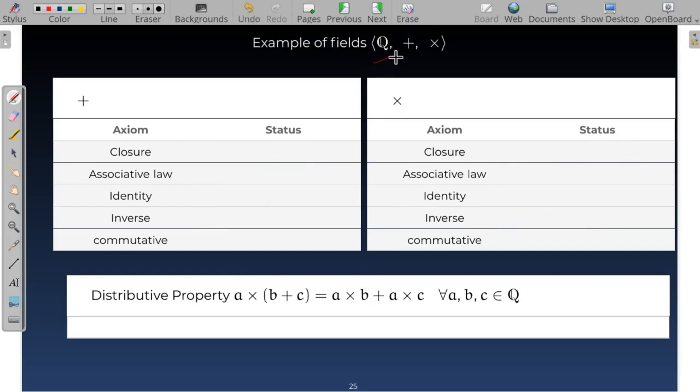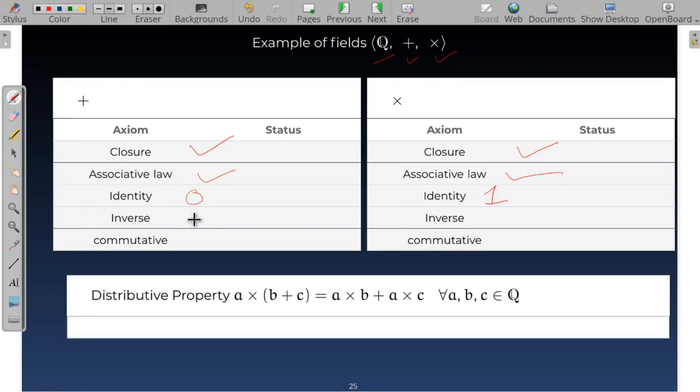Now we have the rational numbers with addition and multiplication. Here you can say that it's going to satisfy closure. If you have two rational numbers and you add them, the result is also going to be a rational number, and if you multiply them, the result is also going to be a rational number. The associative law is going to be satisfied with respect to addition and with respect to multiplication as well. The identity element with respect to addition is 0. The identity element with respect to multiplication is 1.